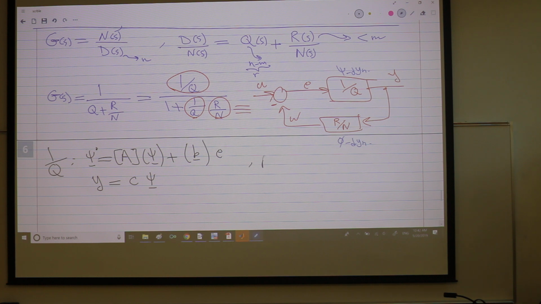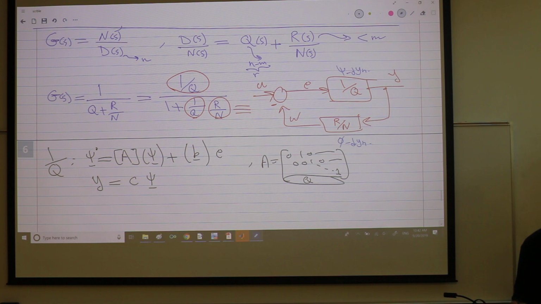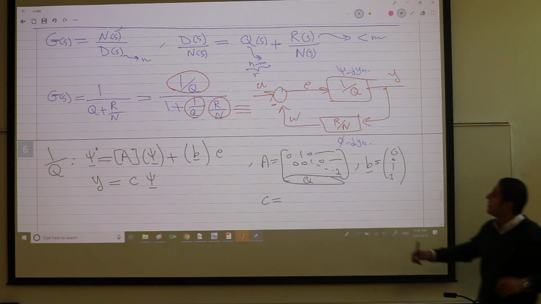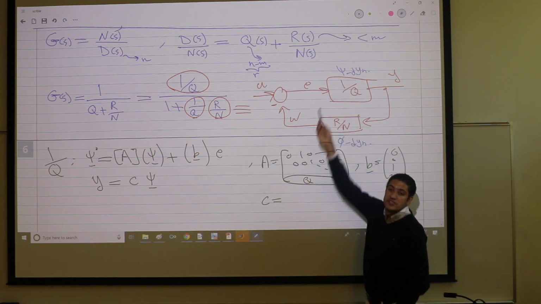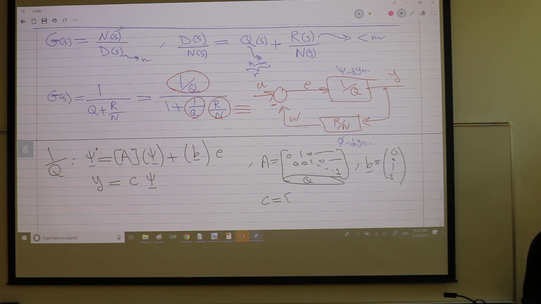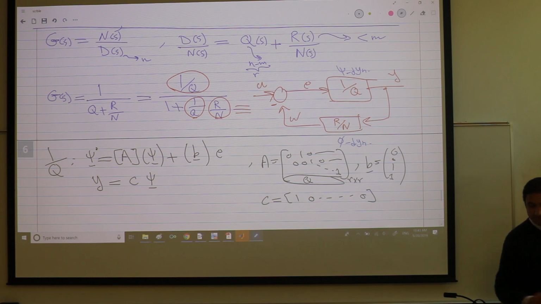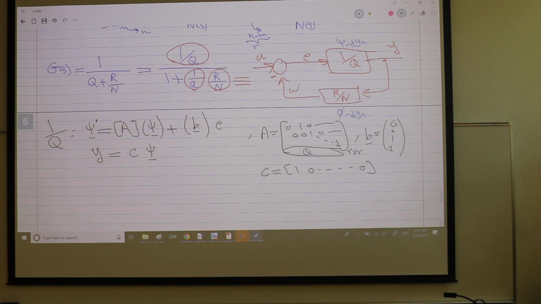Again, as usual, A is my controllable canonical form, 0 1 0s, 0 0 1s, and here the coefficients of Q, the coefficients of the denominator. B is 0, 0, 1, and C is usually the coefficients of the numerator of the transfer function. The numerator here is just 1, so this is 1 and zeros. This is r by r, because Q is an rth order system.